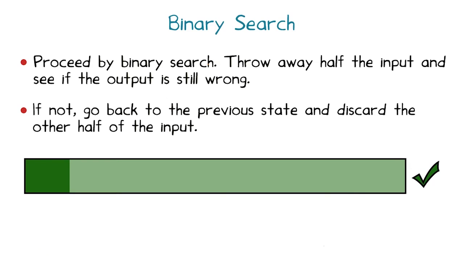Repeating the procedure, we might find that the first half of the new input does not crash the program, but that the second half does cause the program to fail. In this case, we'd remove the first half and keep the second half to obtain yet a smaller failure-inducing input.